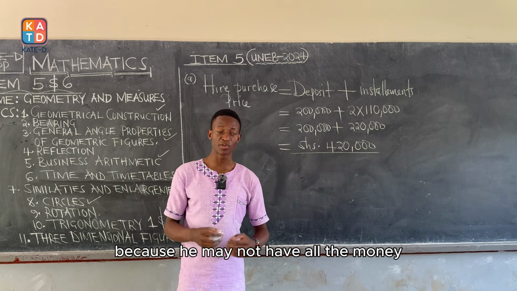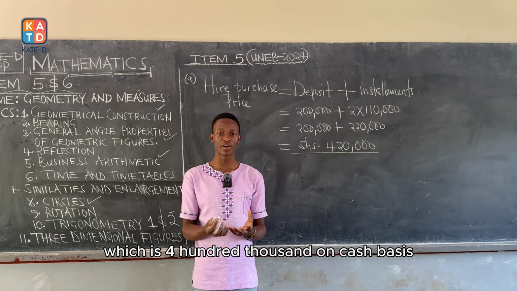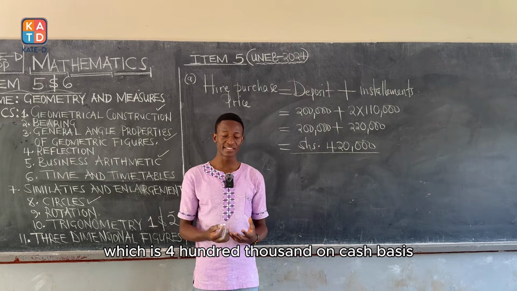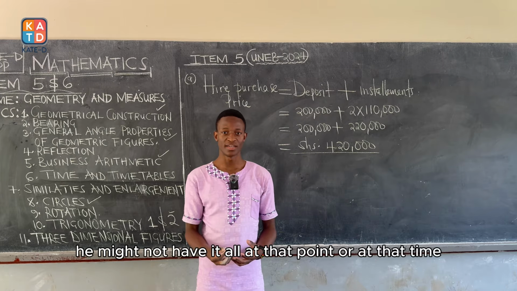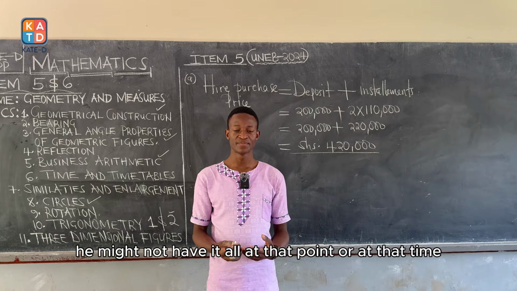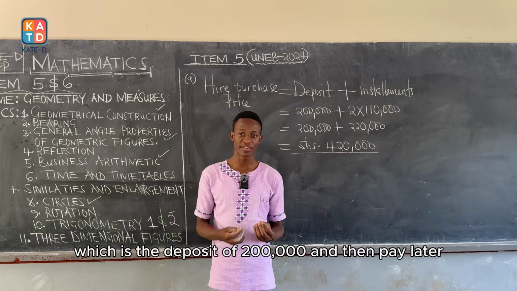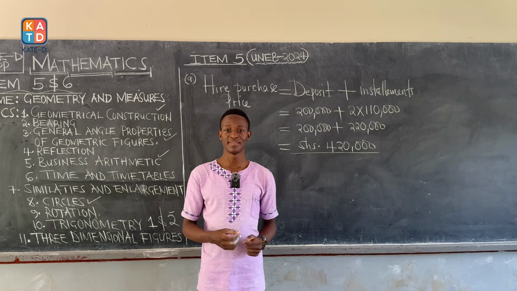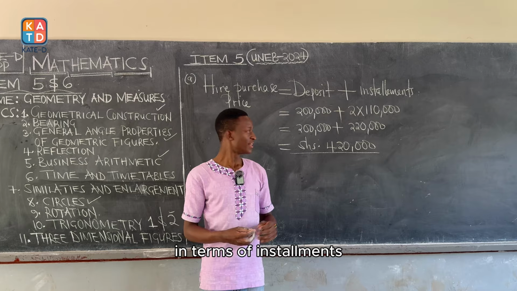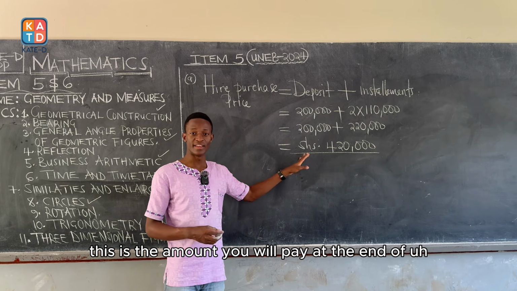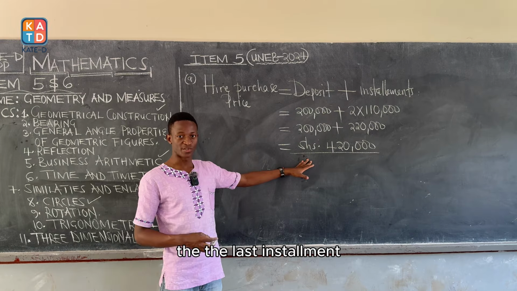So if Joseph wishes to take up the higher purchase, paying a deposit and then equal installments, because he may not have all the money, which is 400,000 on cash basis, he might not have it all at that point or at that time. But he wishes to pay some small amount, which is the deposit of 200,000, and then pay later in terms of installments. This is the amount he will pay at the end of the last installment.